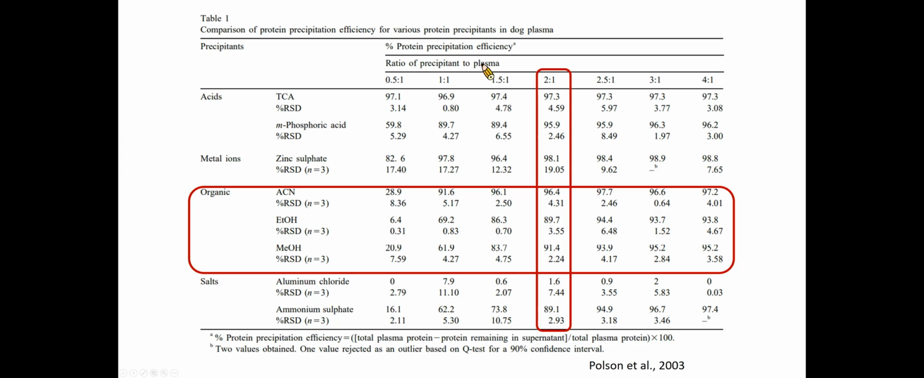Different solvent to sample ratios can affect the protein precipitation efficiency. Overall, the more organic solvent you use, the greater efficiency you can get. However, the improved efficiency has a marginal effect, where a 2:1 organic solvent to plasma sample ratio shows a satisfying protein precipitation efficiency.